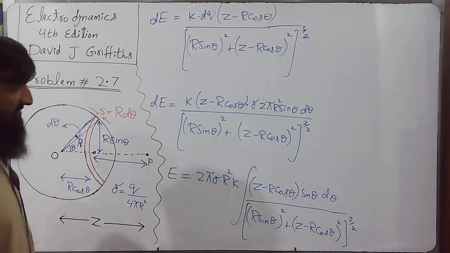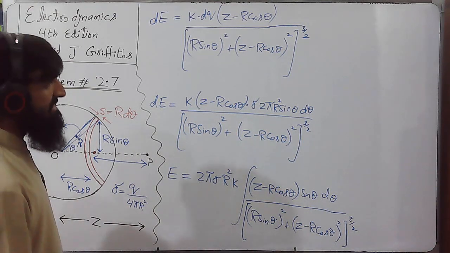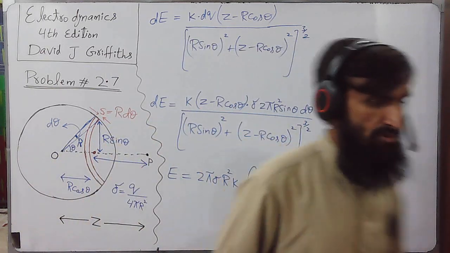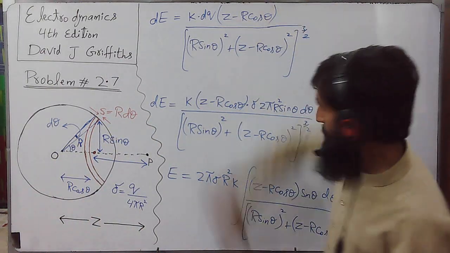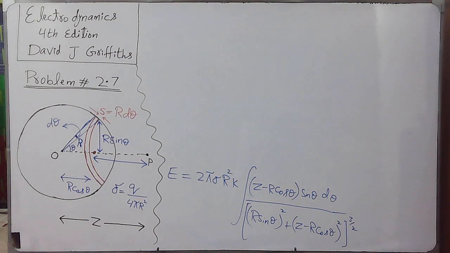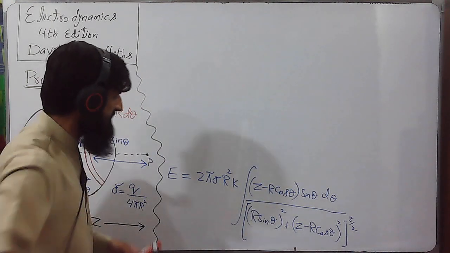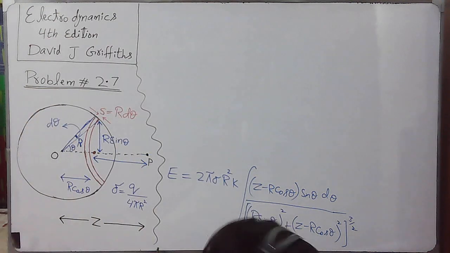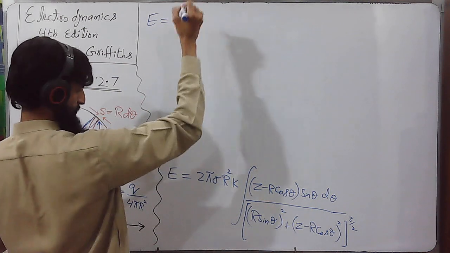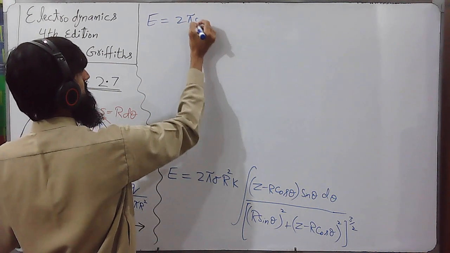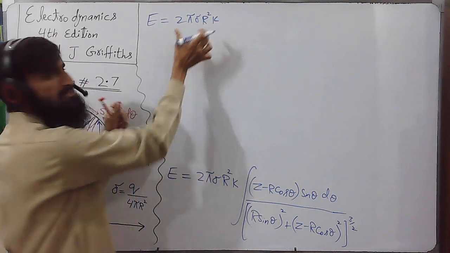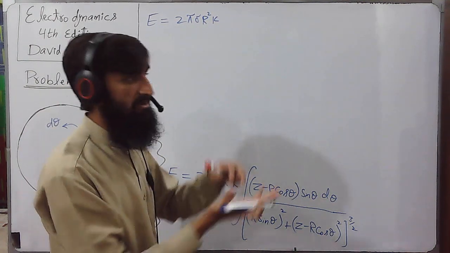Now let's simplify our denominator and see what happens. I have a shortage of space here, that's why I'm going to remove all these writings. Okay, now let me simplify this denominator. Now E will be equal to 2 pi sigma r square into k. All these terms were actually constants, so they have been written outside the integral.